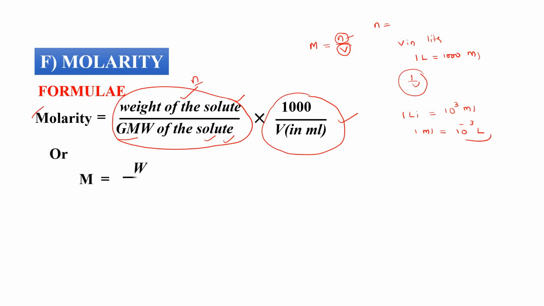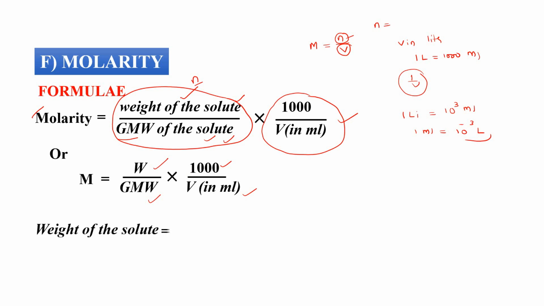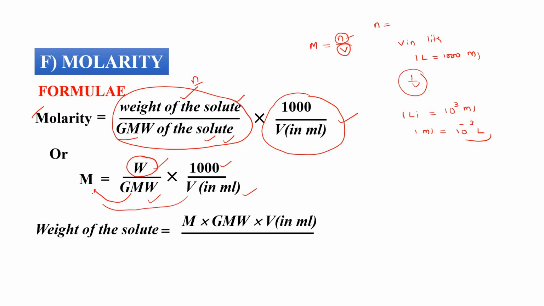Next, we can use it simply like this also. In short, we can write it this way: M = W by gram molecular weight of the solute, into 1000 by V in ml. Now, gram molecular weight is nothing but the molecular weight of the solute, actually. Now, how do you calculate the weight of the solute? Very simple. Send the gram molecular weight and the volume here, and 1000 as the denominator. Now, what do we get? Weight is equal to molarity into gram molecular weight into V in ml, divided by 1000. So, we are going to get this formula, also useful for the weight of the solute. All these formulas we are getting from this formula only, isn't it?